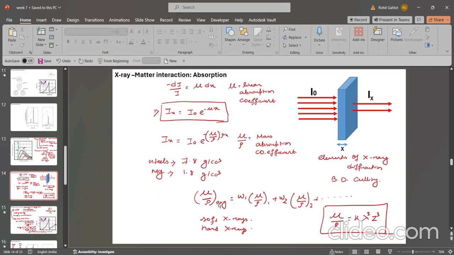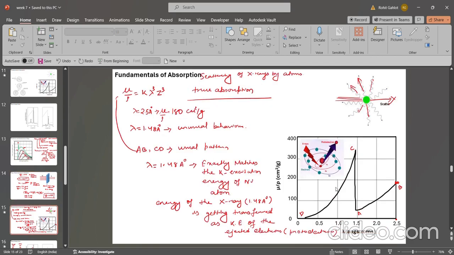Then mu by rho average can be written as a summation of W1 (mu by rho)1 plus W2 (mu by rho)2 and so on, if your material is non-homogeneous. Now there are soft X-rays and hard X-rays. Mu by rho is a function of lambda cubed and the atomic number. More details are given in the book Elements of X-ray Diffraction by B.D. Cullity.